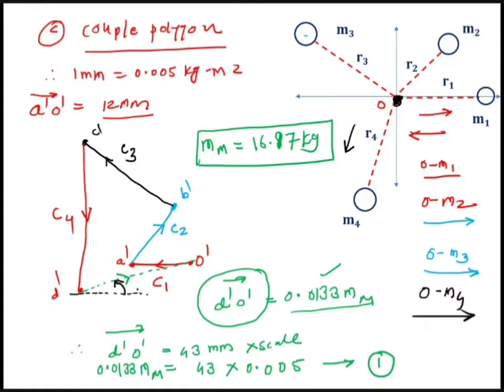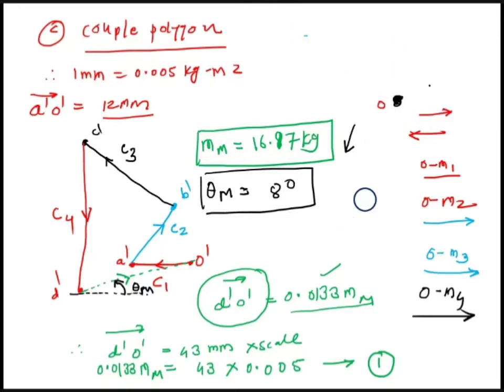So this angle is theta m. What is theta m? The angle at which balancing mass mm is located. After measuring, that angle is almost equal to 8 degrees. Right? So now I have got from the couple polygon mm equal to 16.17 kg and theta m, the position of the balancing mass, as 8 degrees. Now you can show this on the diagram. At the end, we will show this. I hope you understand this.